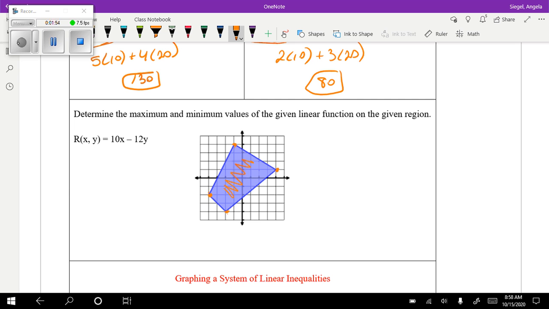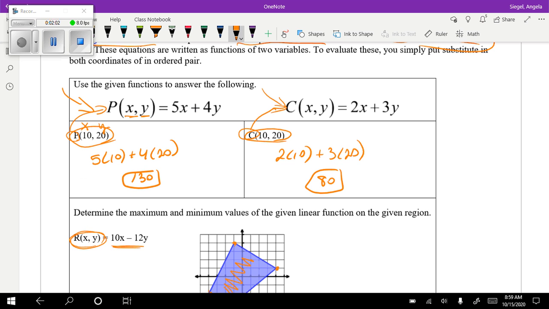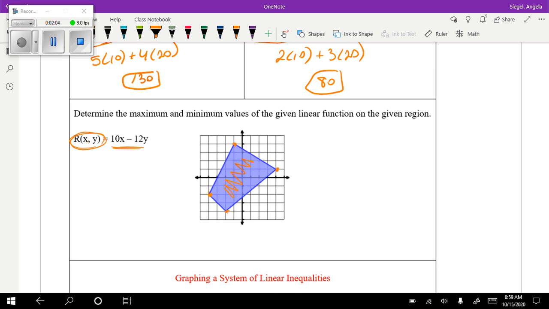So the first thing I'm going to do is I'm going to name the points, and then I'm going to evaluate those points into this function, just like we did up here. So go ahead and name the 4 points and plug each point in for x and y into the function and see what your maximum value is and your minimum value is.